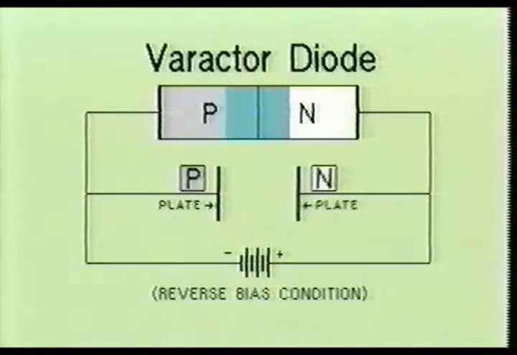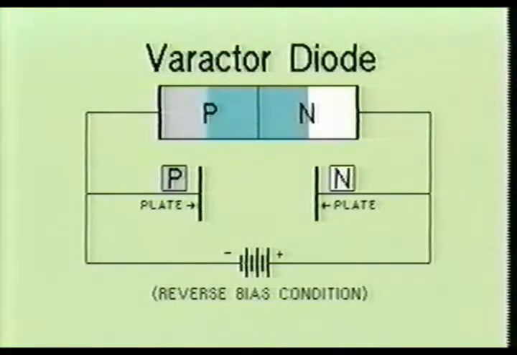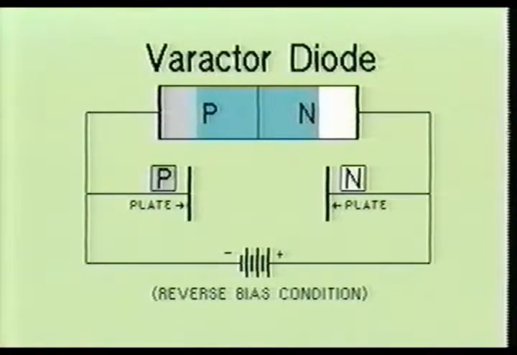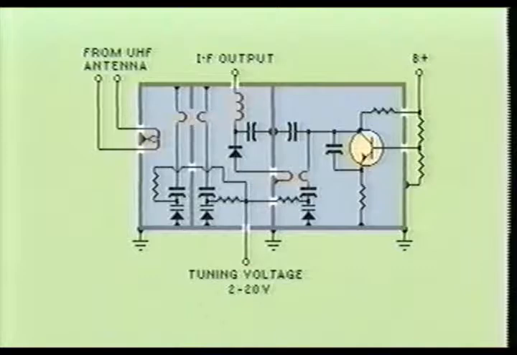As the reverse bias voltage is increased across the PN junction, the depletion region widens over the PN material. Both PN type materials now have less effective plate area and are effectively spaced further apart, decreasing the capacitance of the device. The decrease in capacitance increases the resonant frequency of the associated tuned circuit. So as the reverse bias voltage increases, the frequency of the tuned circuit increases.